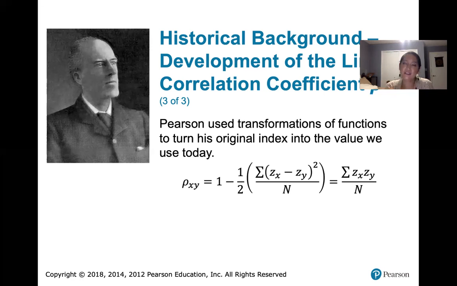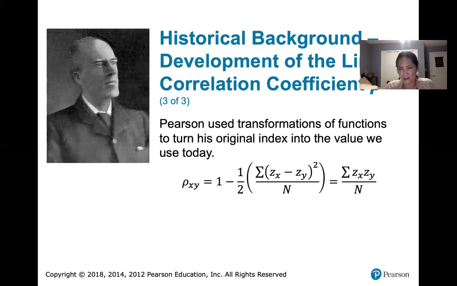And then he said, I don't want the values to go from -2 to 2. I want them to go from -1 to 1. So he took the whole equation and he multiplied it by 1/2. 1/2 of 2 is this 1. And then we have the -1/2 here times the original index that he started with.